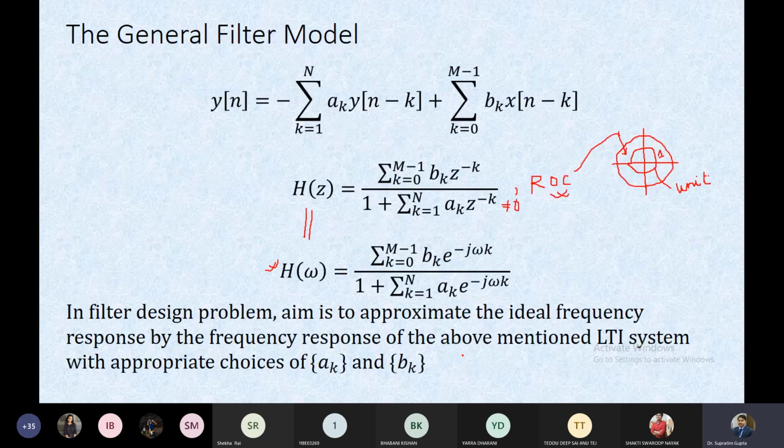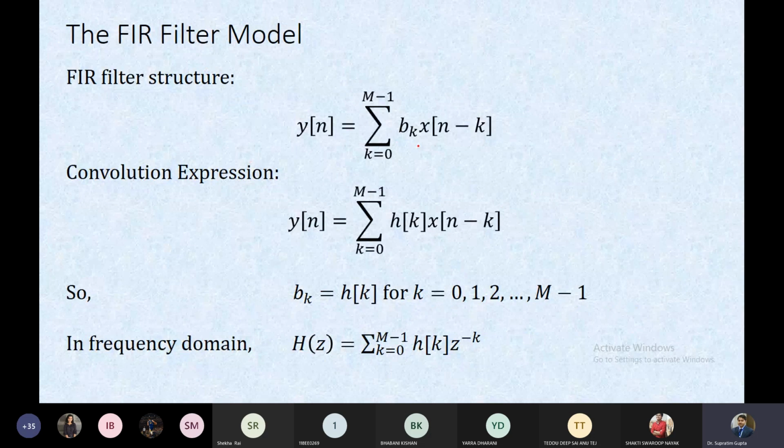So out of that general model, if we only take the past values of inputs, we call this structure a finite impulse response. It is finite impulse response because the convolution expression is related to the impulse response, these coefficients, which run from 0 to M minus 1, so it has finite non-zero values. And so b_k equals h_k for all k from 0 to M minus 1. In the frequency domain, if we convert this, we get the sum of h_k times z to the power minus k.